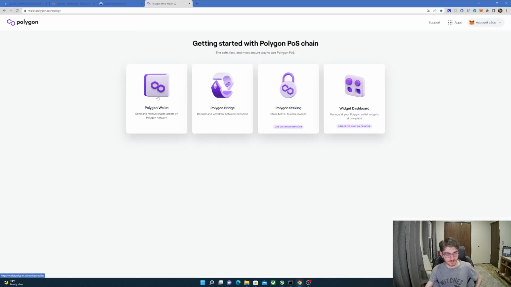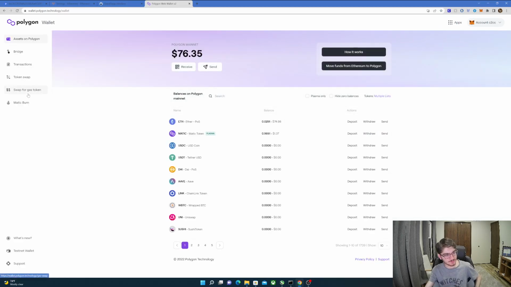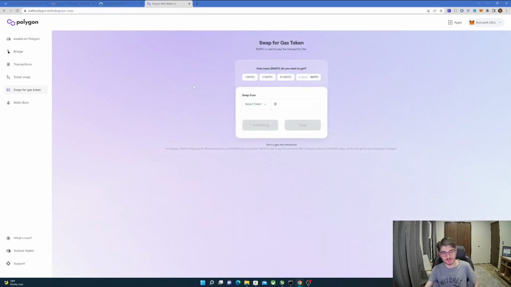You're going to go into Polygon wallets, and then on the top left, you're going to go to swap for gas token. So if you want to do any transactions on Polygon, you're going to need Matic tokens. So you need to put at least one Matic, to however many you want. One Matic is enough for 1,000 transactions. A Matic at the moment is worth about $1.40.